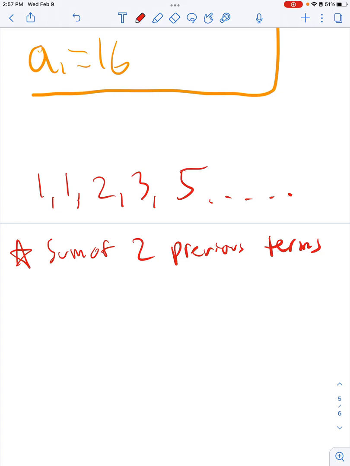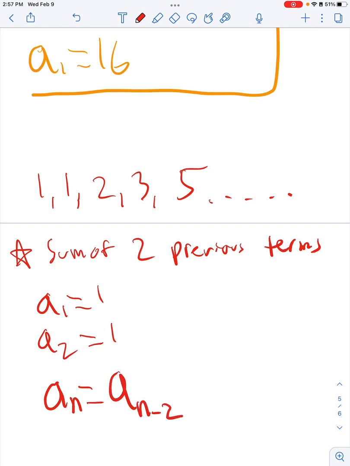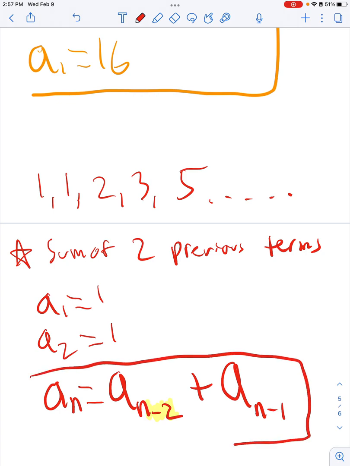So 1 plus 1 is 2, 1 plus 2 is 3, 2 plus 3 is 5, 3 plus 5 is 8. So a sub 1 is 1, a sub 2 is 1, and then this time we need to take the second term, so 2 terms ago, and then add it to the most recent term. So again, this is kind of a special one, a common one where I got to go 2 terms back. If I'm looking right here, I got to take this one, and I got to take this one to equal my third one.